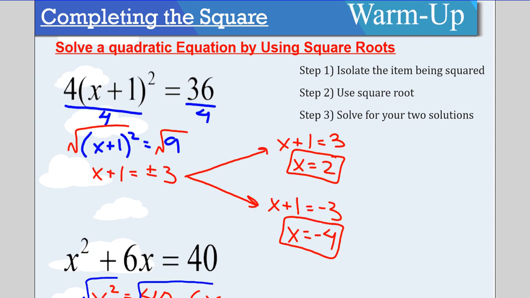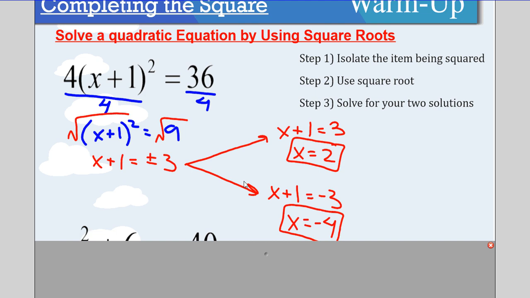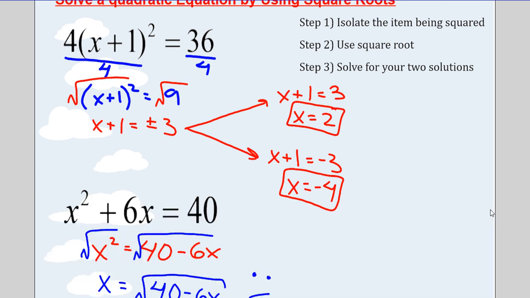Okay, welcome back. Let's talk about the two. The first one works out like this. You divide by 4 to get the squared item by itself, then you take a square root. The square root of 9 is plus or minus 3. And that square root cancels the square. You're left with x plus 1 on the left-hand side. That means that x plus 1 is either equal to a positive 3 or x plus 1 is equal to a negative 3. Subtracting 1, you get 2. Subtracting 1, you get negative 4. Let's check. Put 2 back in. 2 plus 1 is 3. 3 squared is 9. 9 times 4 makes 36. It works. The second one you might have had an issue with.